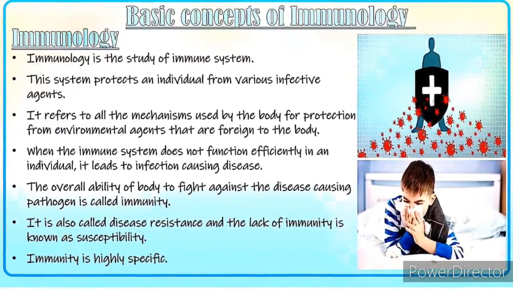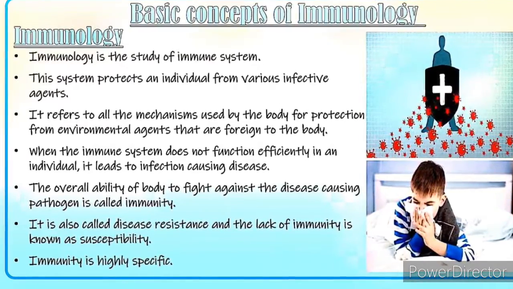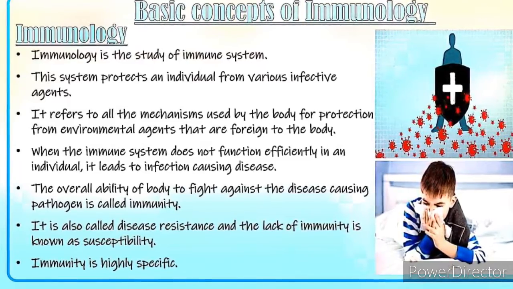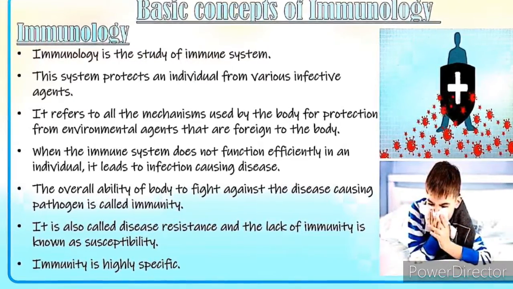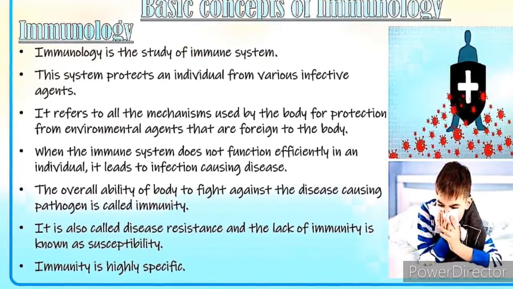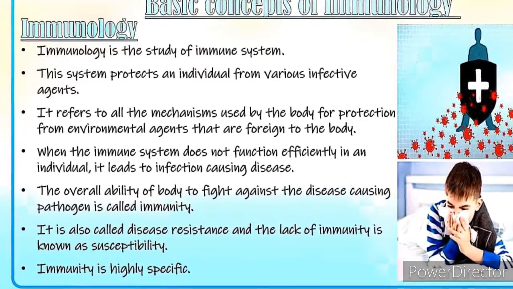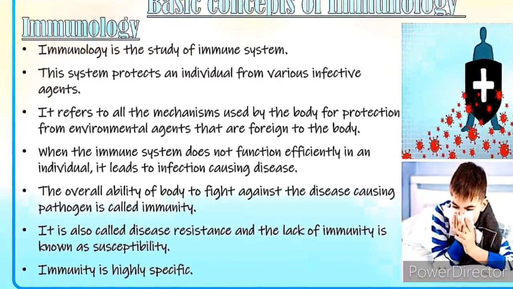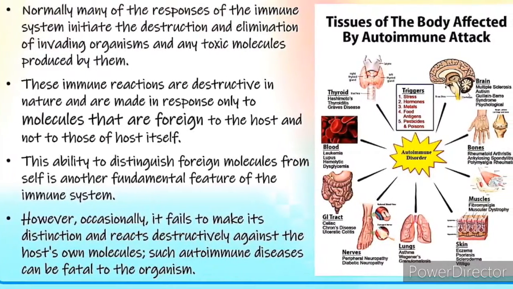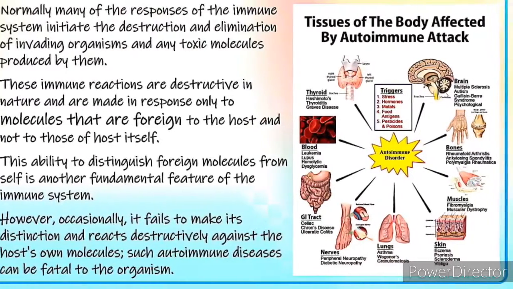Next, basic concepts of immunology. Immunology is nothing but the study of the immune system. This system protects an individual from various infective agents. What is immunity? The overall ability of the body to fight against disease causing microbes, that is pathogens, is called immunity. Then what is susceptibility? It is the lack of immunity.